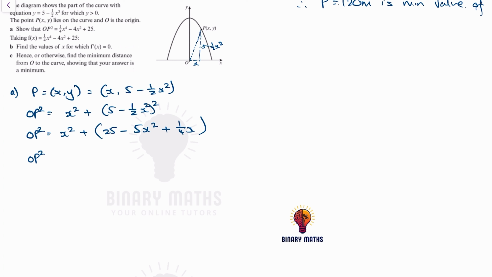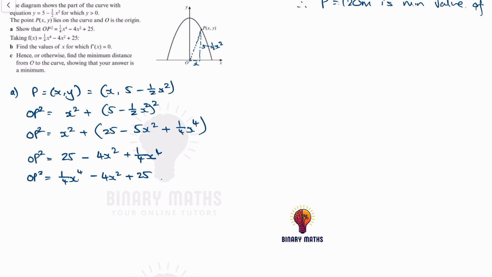I missed a squared there, that's why I made a mistake. So minus a half x squared times minus a half x squared will be a quarter x to the power 4. Okay, so x squared minus 5x squared will be negative 5x squared, so negative 4x squared. So I end up with 25 minus 4x squared plus a quarter x to the power 4, which can be rewritten as OP squared is equal to a quarter x to the power 4 minus 4x squared plus 25, which is what I wanted.